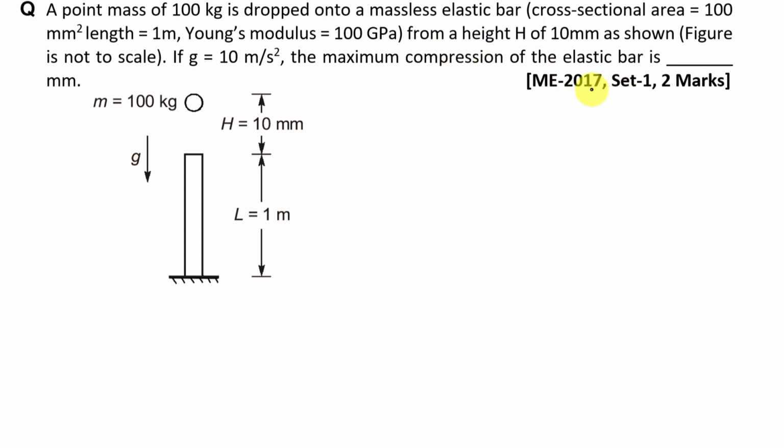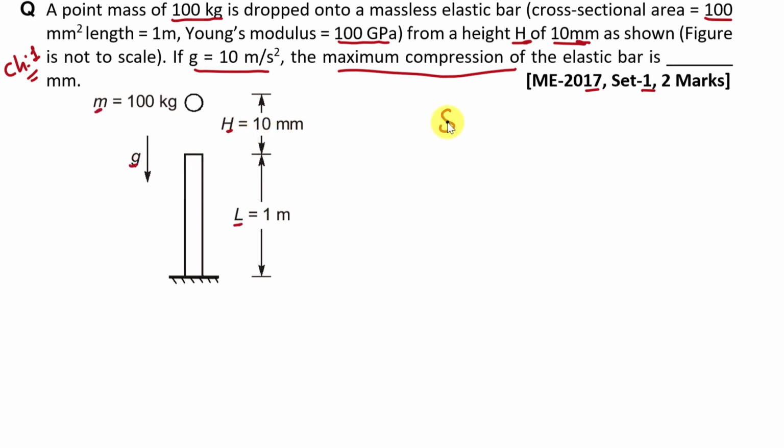Now the next question is from year 2017 paper set 1, and this question is from chapter 1. A point mass of 100 kg is dropped onto a massless elastic bar having cross-sectional area 100 mm square and length is equal to 1 meter, and Young's modulus is 100 gigapascal. Mass is dropped from height h, that is 10 mm, as shown in this figure. If g is equal to 10 meter per second square, the maximum compression of the elastic bar is dash. Means here we have to find out maximum value of deformation in this bar.